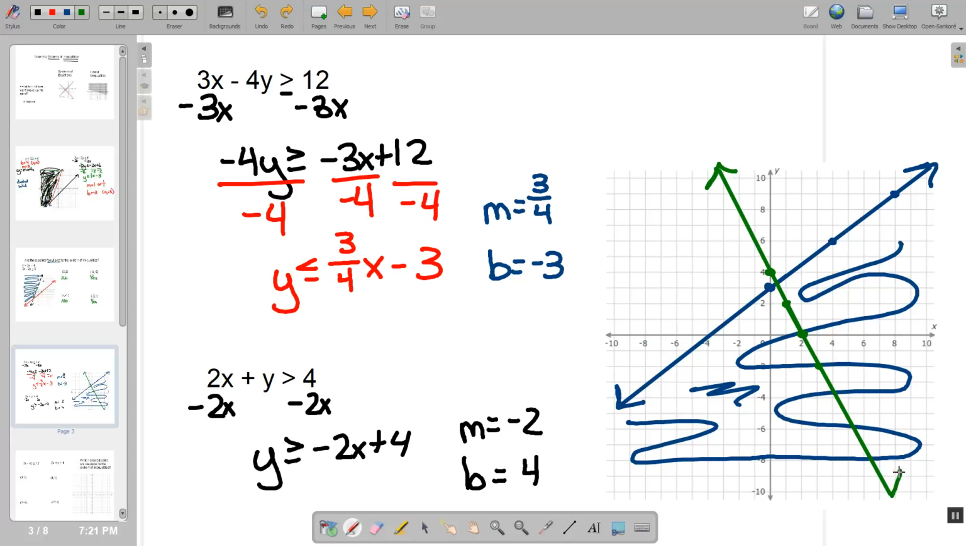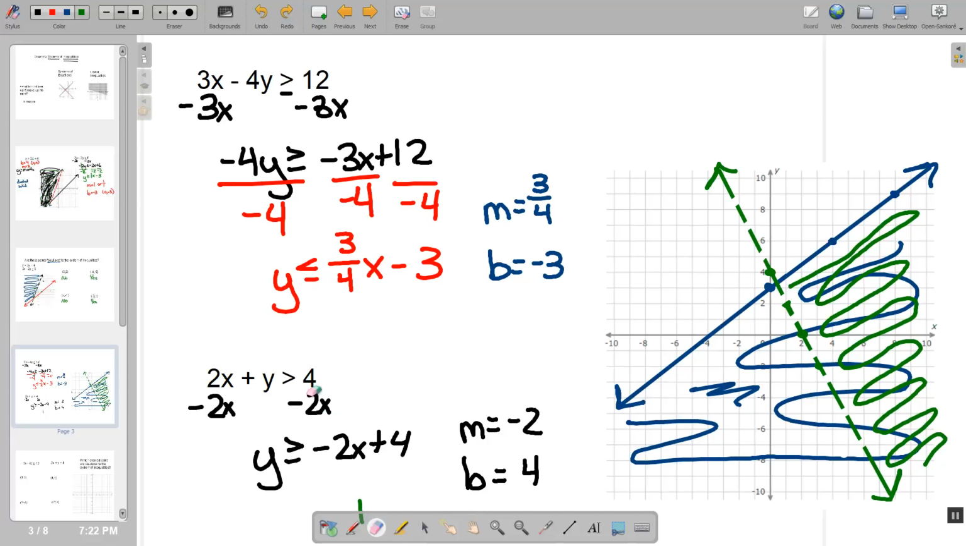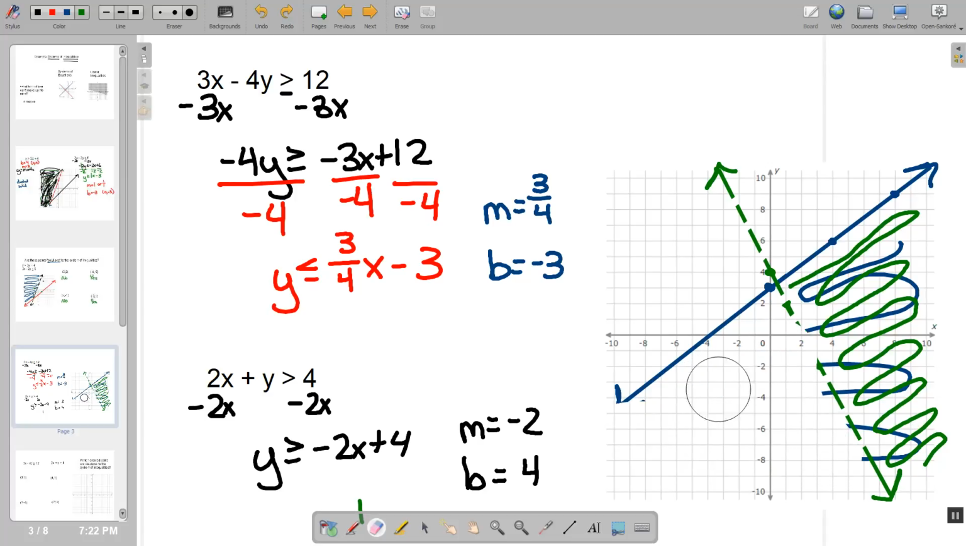Now this time we have a dashed line. And I want to shade above this line. So I pick a point and I go above it, which means only this region right here will be below the blue line and above the green line. So to erase the points that are no longer true of both, I get right here.